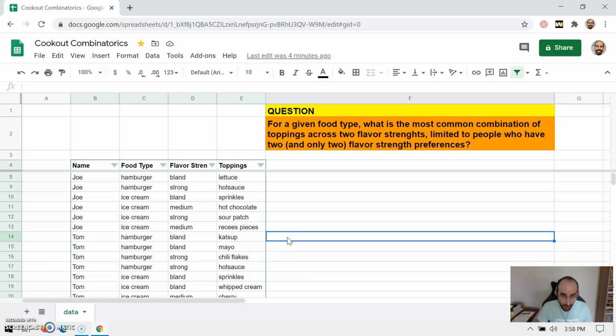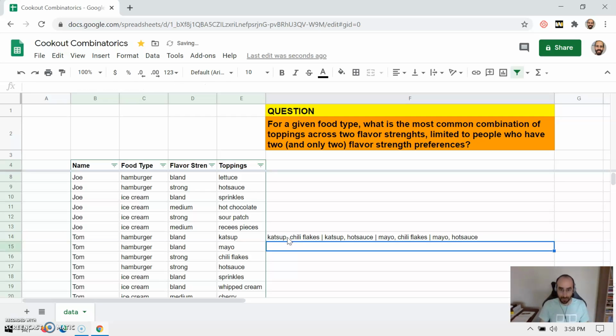So ultimately we're going to produce something like ketchup and chili flakes, ketchup and hot sauce, and mayo and chili flakes and mayo and hot sauce, right, for Tom. And we're going to do that for everyone who qualifies.